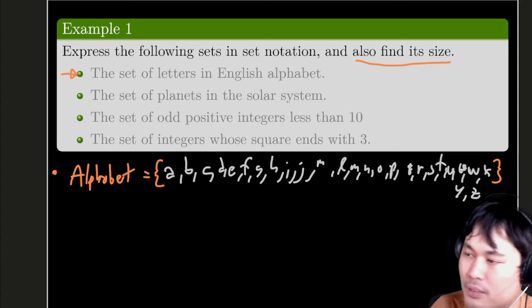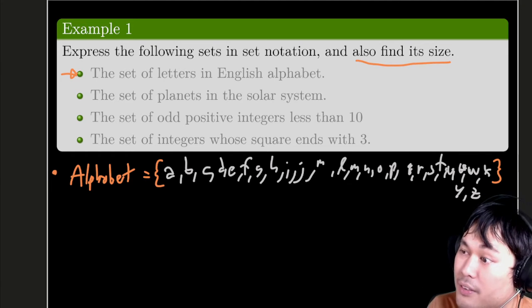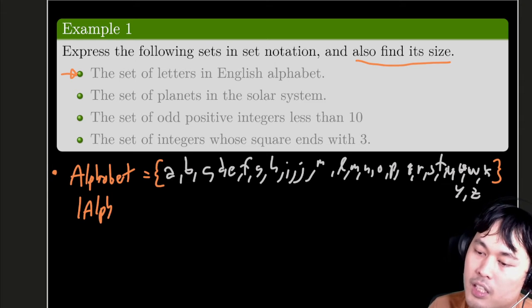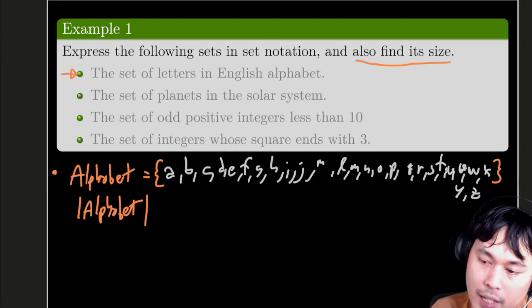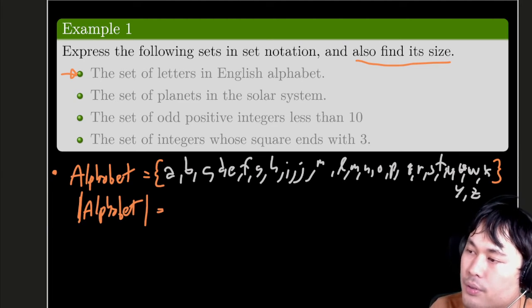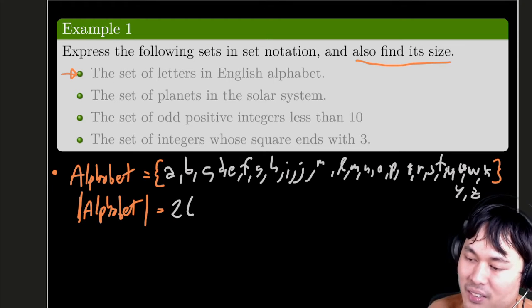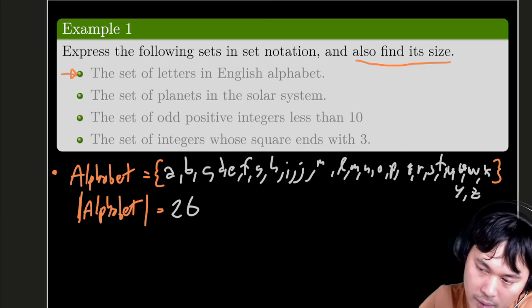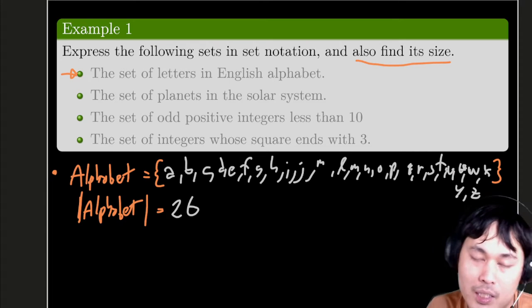But that's a huge set. And if you ask how many elements there are, or what the size of this set is, you just write the left and right vertical lines. And that should give you hopefully the same number, which is 26, the size of the English alphabet, the basic ones.